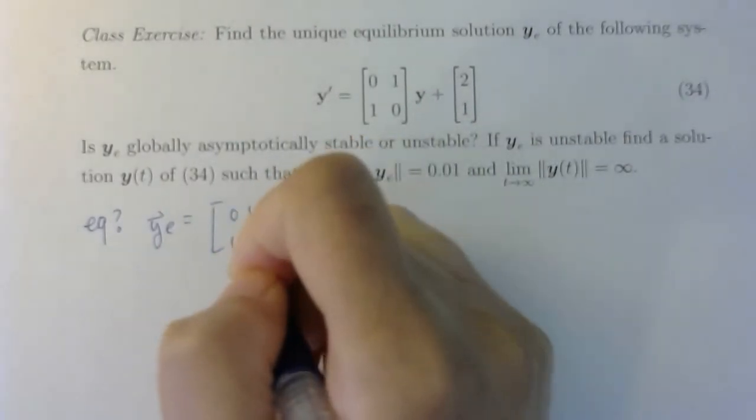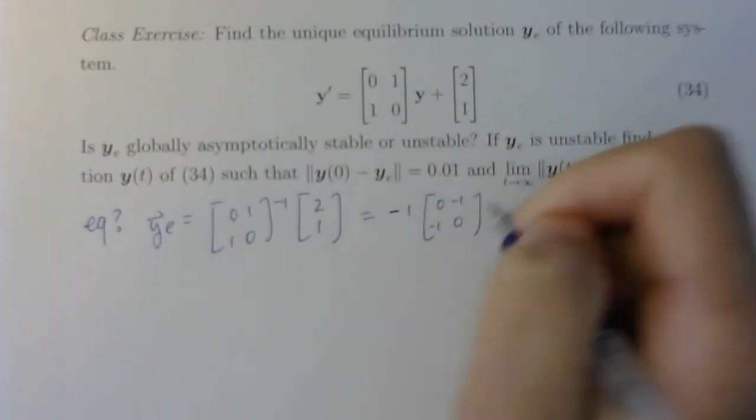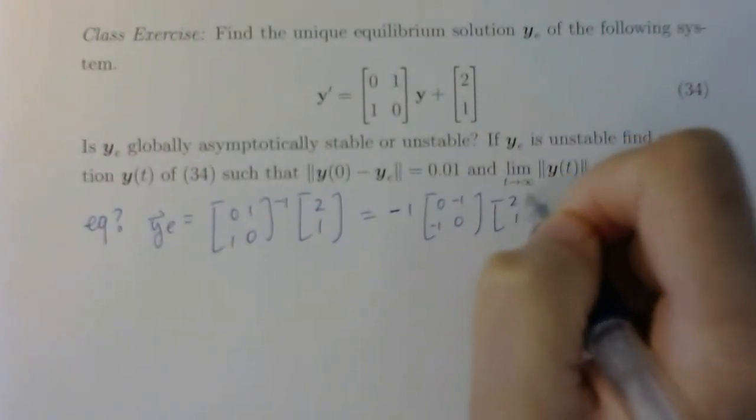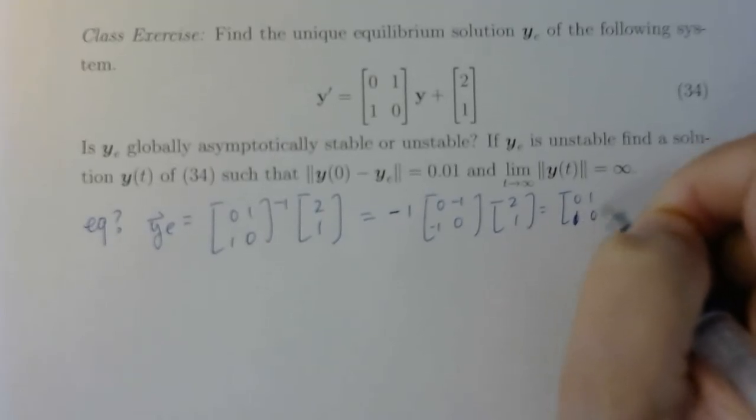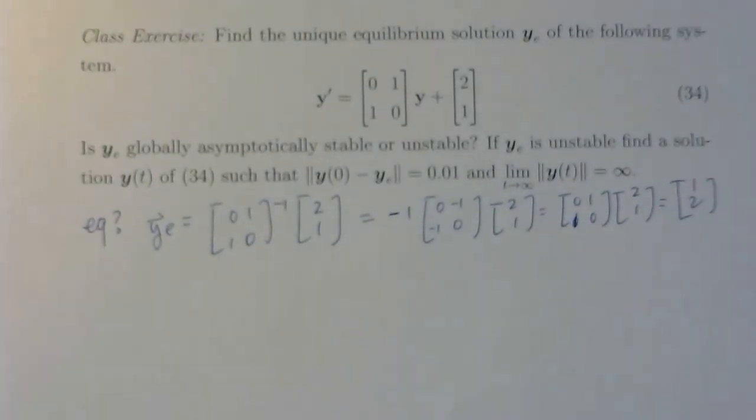So what's the inverse of this guy? The determinant is 0 minus 1, so minus 1. I flip the diagonals and I multiply by a minus 1, so this guy happens to be its own inverse. 0, 1, oops, 1, 0, multiplying 2, 1 gives me 1, 2, right? It flips the components of the vector. And so, yeah, that should be our equilibrium. Is that right? Seems like it might should have a negative sign. I guess that looks okay.